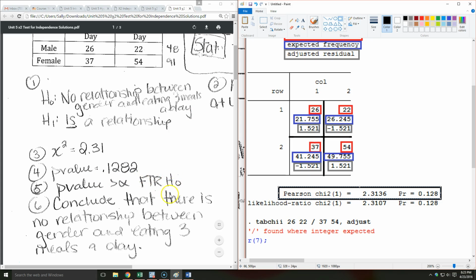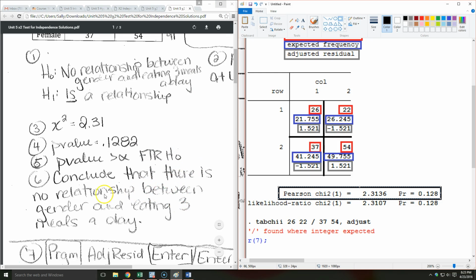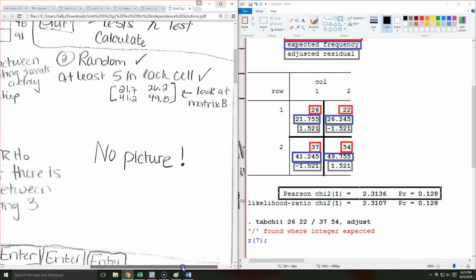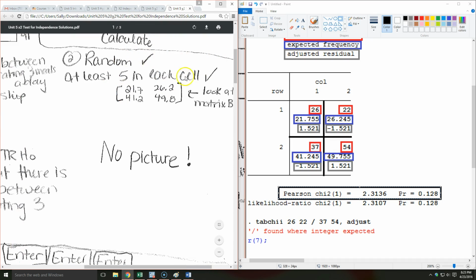So the H0 will fail, so we're going to fail to reject it. And then what that means is that we conclude that there is no relationship between gender and eating 3 meals a day. So we failed to reject H0, and H0 is no relationship. Now, the other thing is that we didn't pass or fail this assumption right here. If this assumption fails, it is absolutely game over.